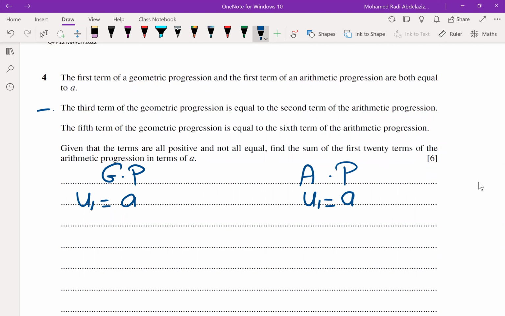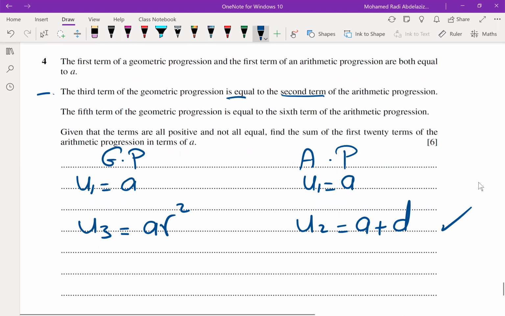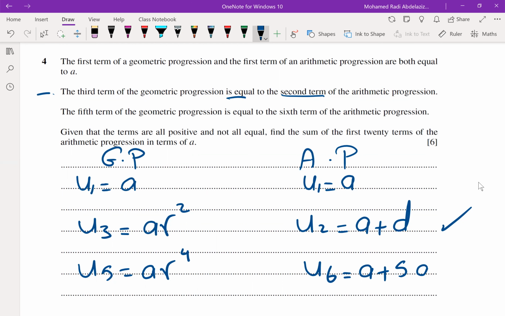The third term of the geometric progression, which is AR squared, is equal to the second term of the arithmetic progression, which is A plus D. The fifth term of the geometric progression, which is AR to the power of 4, is equal to the sixth term of the arithmetic progression, which is A plus 5D.